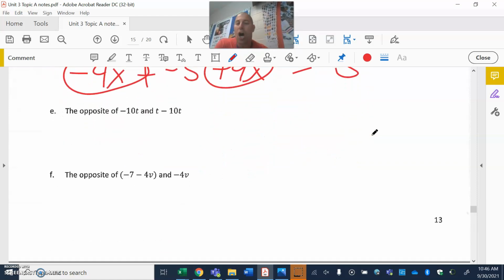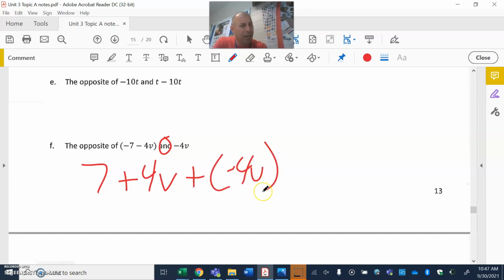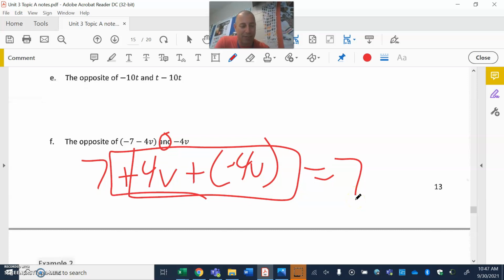That's enough of those. Let's go to F. The opposite of, and you can see there are your parentheses. They want the opposite of all of that. There it is, the opposite. Remember, "and," because it was the sum. And then the negative 4b. Again, we like the parentheses here because we don't like two math symbols up against each other. Again, we're noticing opposites, so the answer is just a 7.